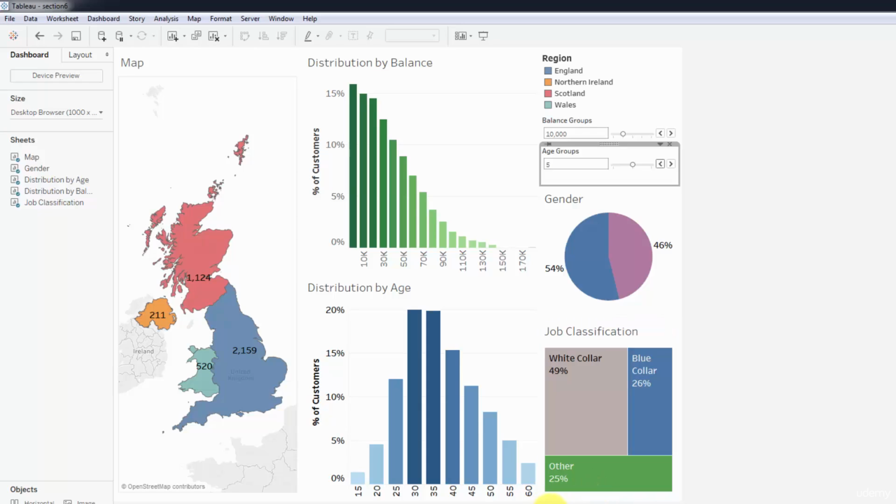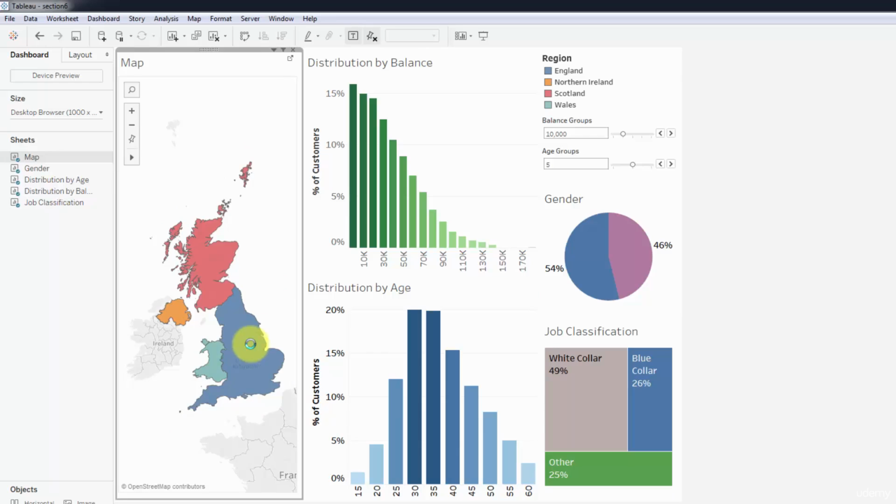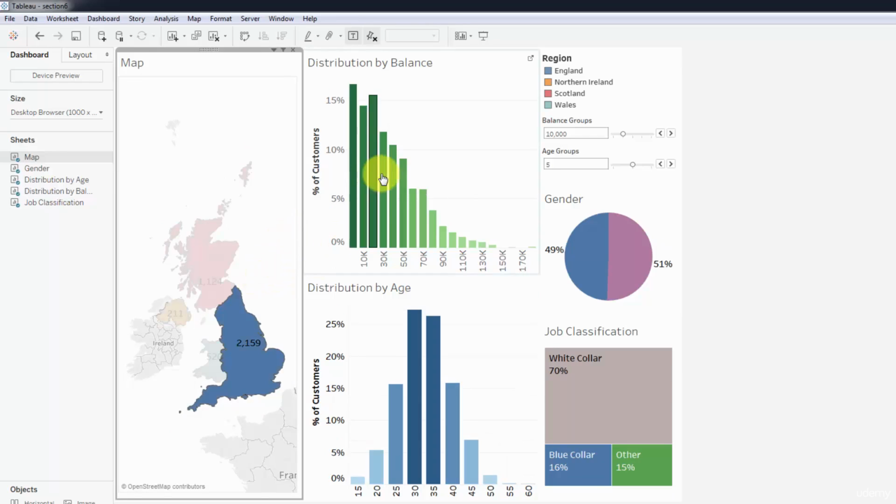All right, so now let's look at the regions and see how, when we click on the regions, they deviate from the baseline, because that is ultimately what we want to report: how each region is different to the overall average. So if we click on the United Kingdom, you can see that distribution by balance doesn't change that much. Gender changes a little bit, but also not that much, so 5% change.